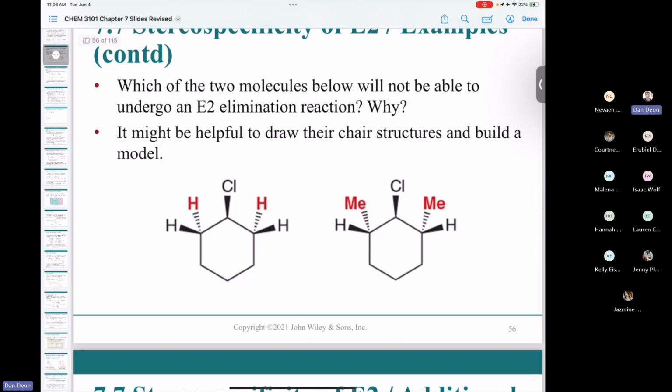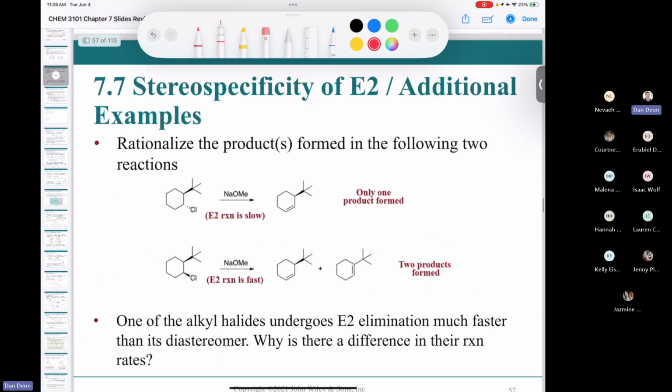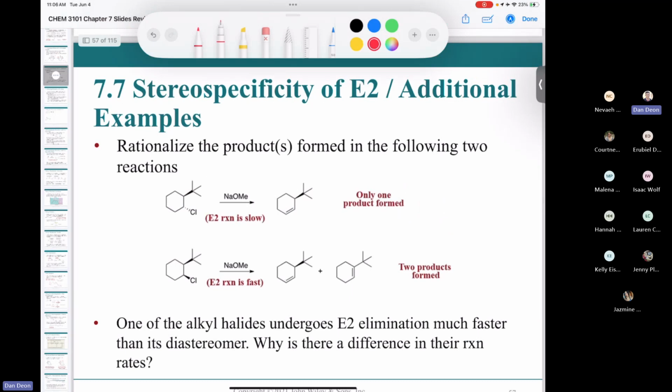But the idea is, again, if this is up and axial, this proton is down and axial. And so we could get an elimination here to form cyclohexene. Whereas here you'd have no reaction in that specific case. So you can see that manifest here, okay?